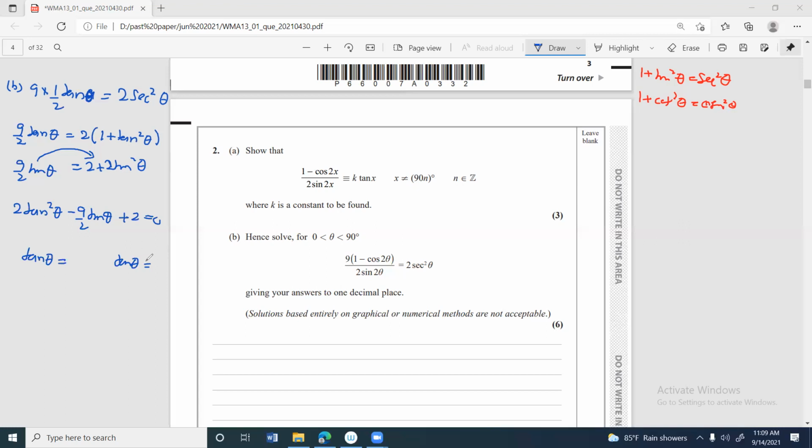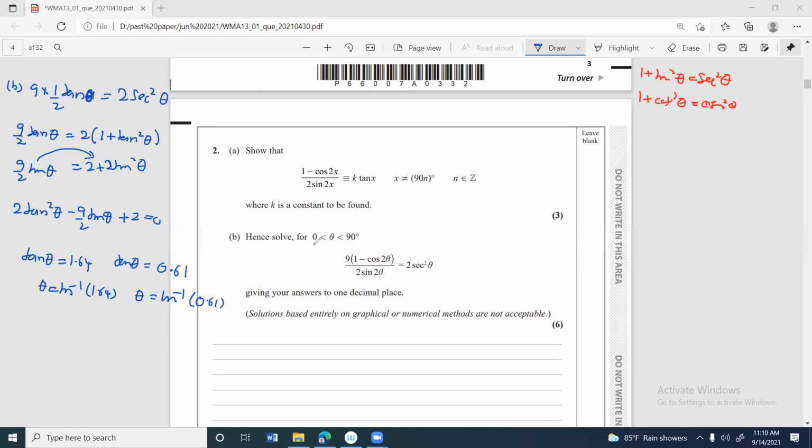Yes, the coefficients should be 2, minus 9 over 2, and 2. So we obtain the answers: one is 1.64 and the other is 0.61. Then we need the final answer in terms of degrees. So convert your calculator to degree mode, because in the previous question we did a degree-radian measures question. So theta equals tan inverse 1.64, and the other theta equals tan inverse 0.61.